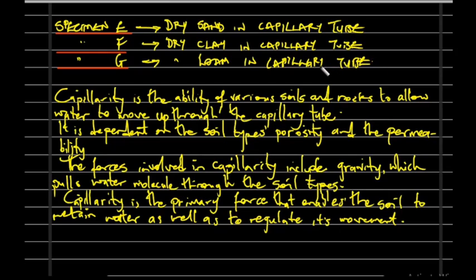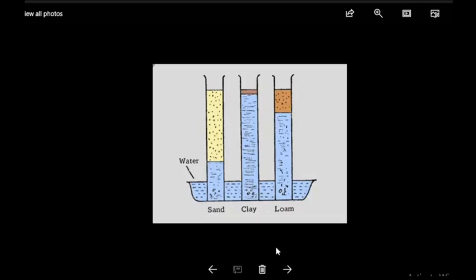We are using this particular set of specimens to carry out a specific experiment on soil, trying to know their water retaining capability or capacity. That is basically what we want to look at. So we can see here that we have the capillary tubes.